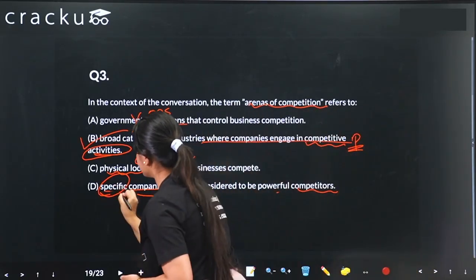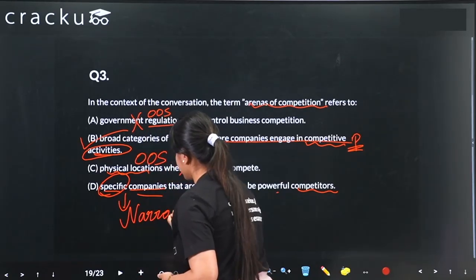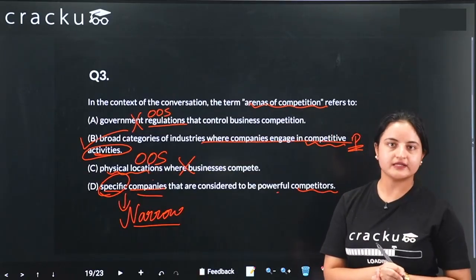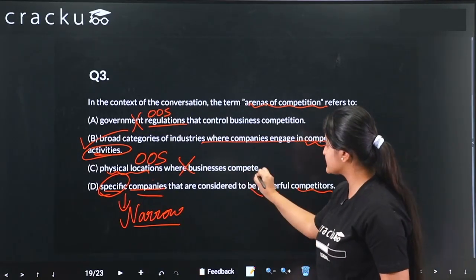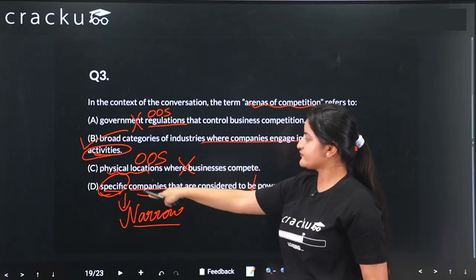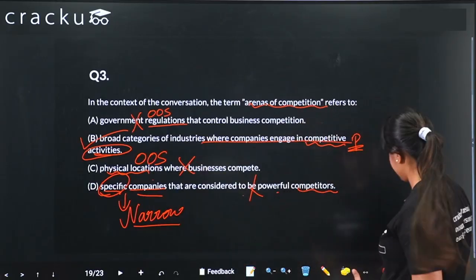Here the issue is, this was narrowing the scope. It was just saying specific companies, but anybody is welcome, right? The traditional ones, the new ones. So this is wrong. The word specific is wrong here. Half true, or something like that. So B becomes the right choice.